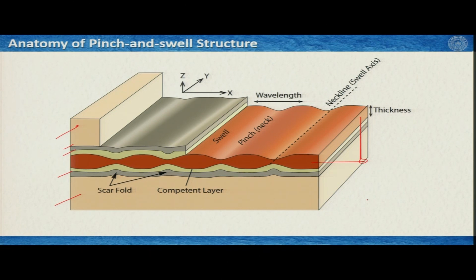So, if that happens, then again this is your stretching direction x, and instead of fragmenting the competent layer, it forms the pinch-and-swell structure. So, pinch we have understood, and the swollen part is known as swell. Then instead of width we generally describe it as wavelength, and this alignment of the neck is known as neckline or swell axis. So, this is how it looks. You also develop scar folds along the necks of these pinch-and-swell structures.